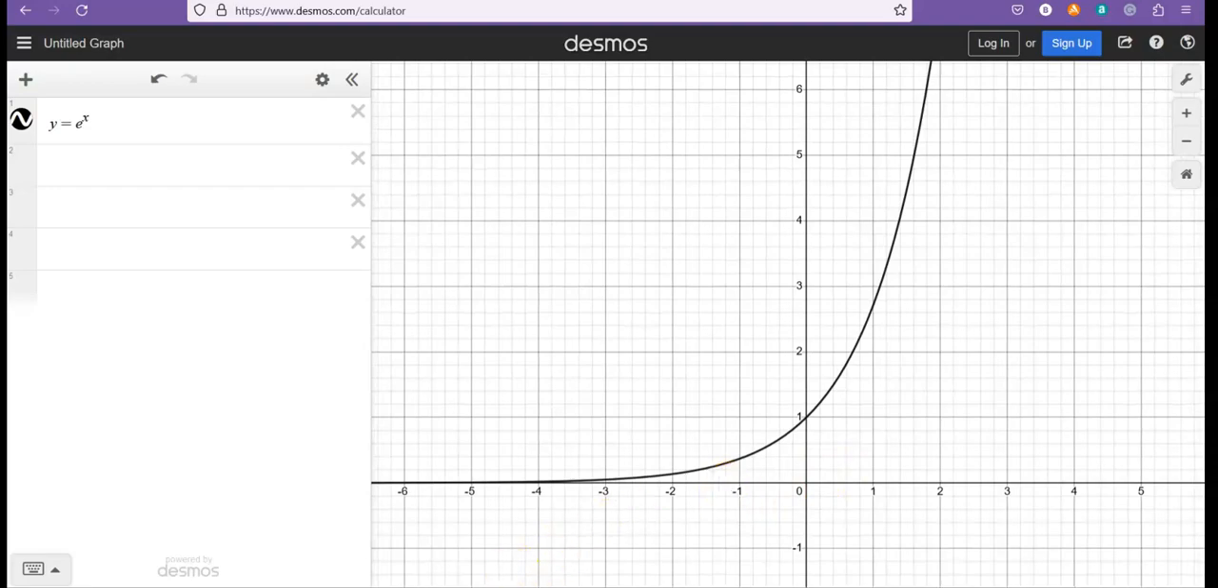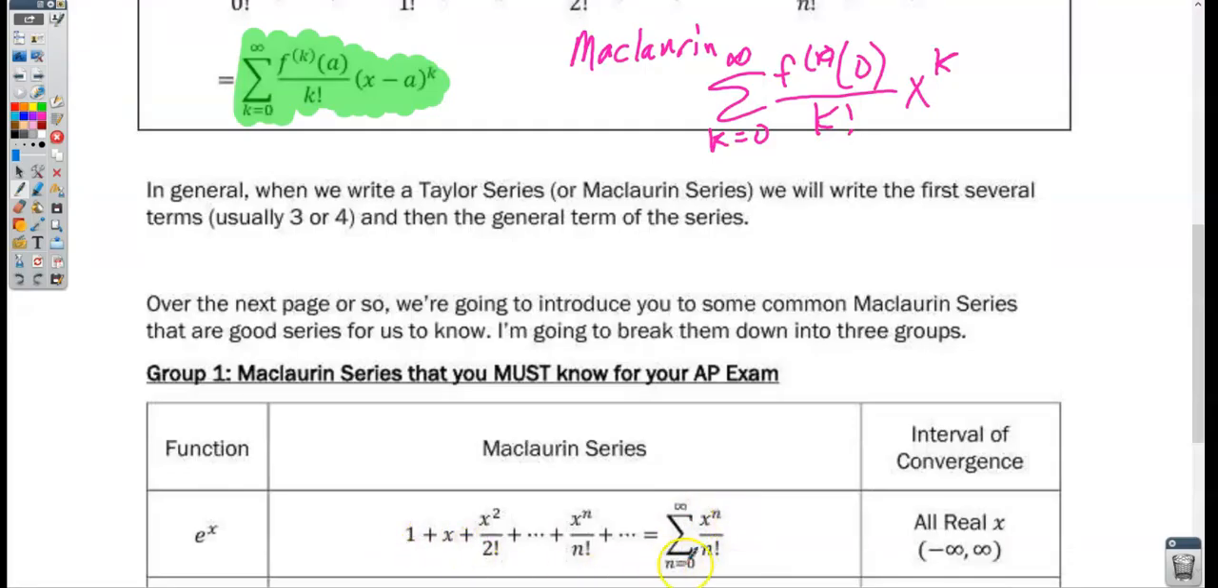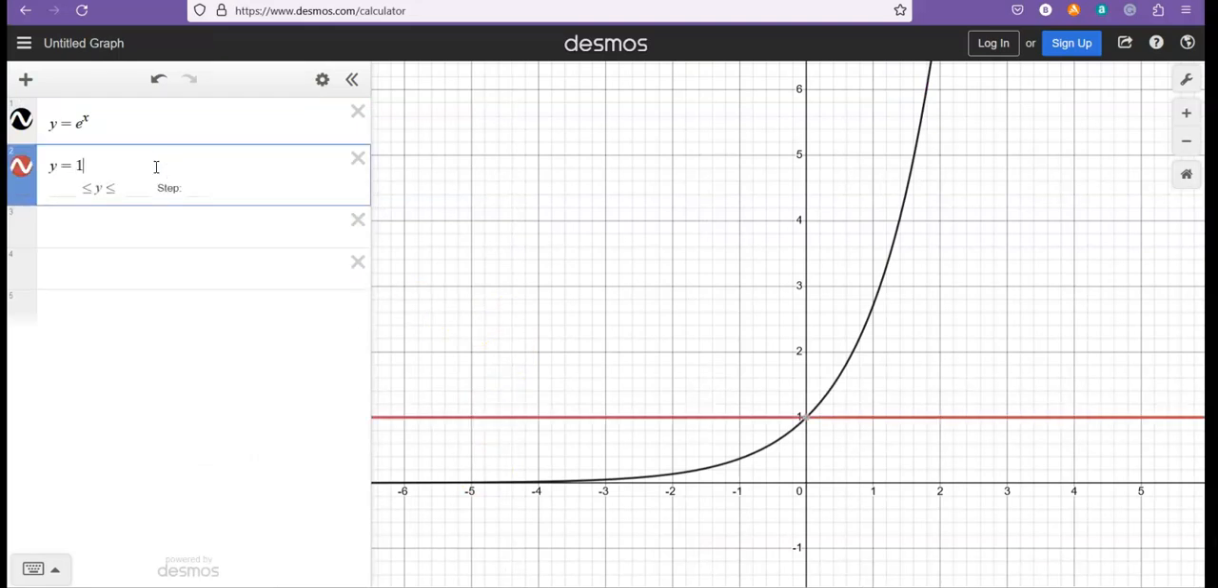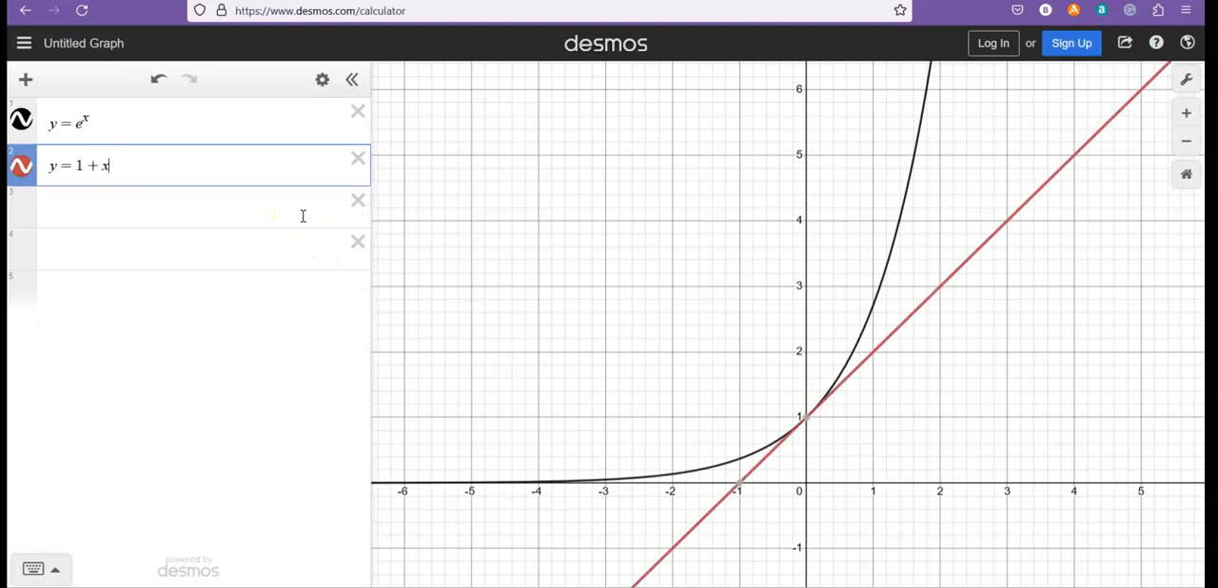Now, if I go back and look at this infinite series, it's the sum from 0 to infinity of x to the n over n factorial. If I add terms to this successively, it should look more and more like this function because the interval of convergence is from negative infinity to infinity. And every term that I add to this series will get closer and closer to the function for all real numbers. So let's start with just the first term, y equals 1. When I use just the first term, it's equal to the function at that point. So let's add the next one, 1 plus x.